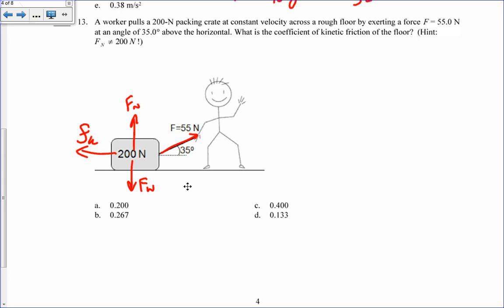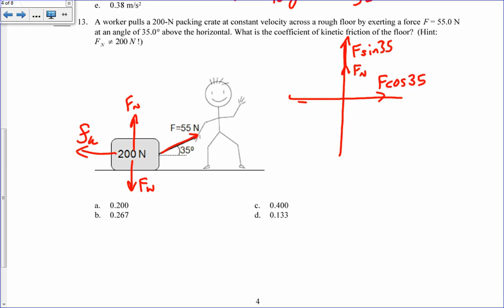All right, this was probably the most difficult problem on the test. So if you got it right, good job. If not, don't sweat it too much. This is going to be F sine of 35. This is F cosine 35. This is Fk. This is Fw.